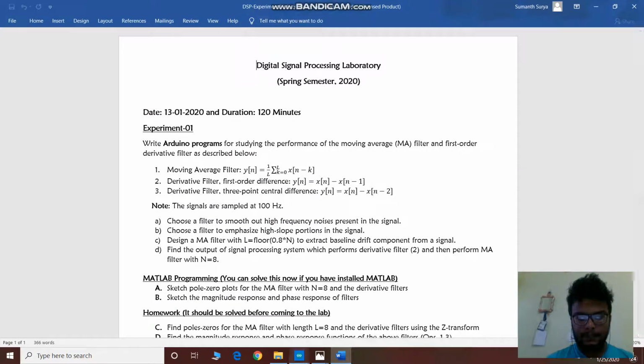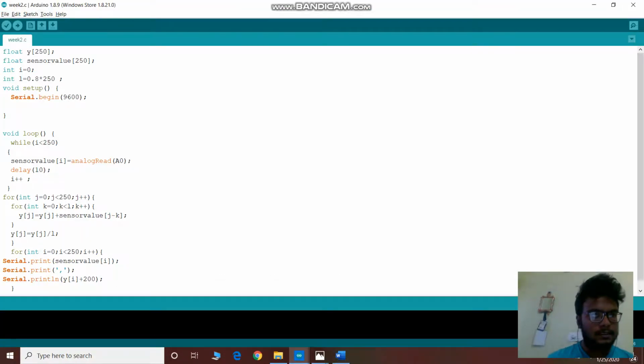So we are using 0.8 into 250, and we should divide it by 1 after applying the floor function, to make sure that if 0.8 into some number is not an exact integer, it becomes an integer. The remaining is similar to the first question, the same moving average filter, but in the first case we used a length of 8. Here we are using a length of 0.8 times 250 divided by 1, which is approximately 200.